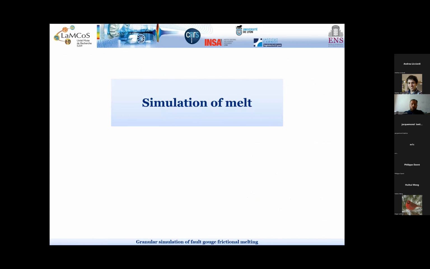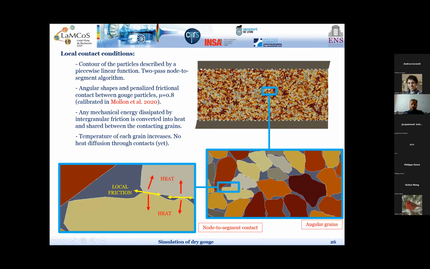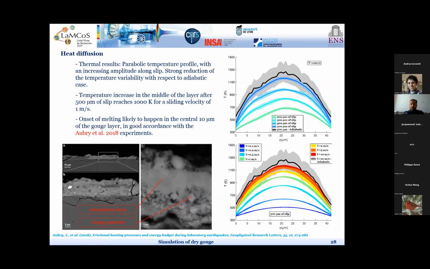Now, how can we introduce melt inside the simulation? Because if we have this melt occurring in the central part of the gouge layer, obviously this representation we have here will not be correct anymore, because melt will disturb the behavior of this gouge. We need to introduce melt explicitly inside the model to see how this disturbance affects friction, for example.